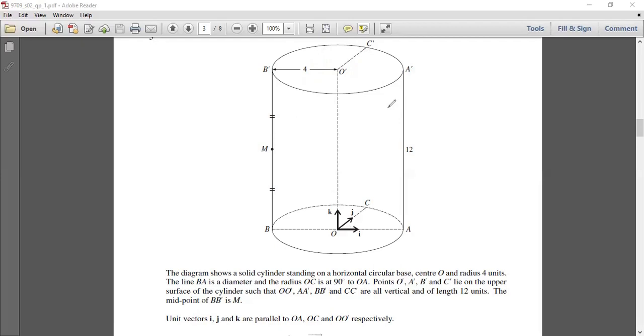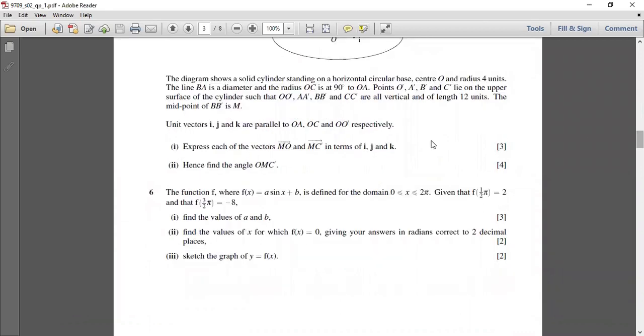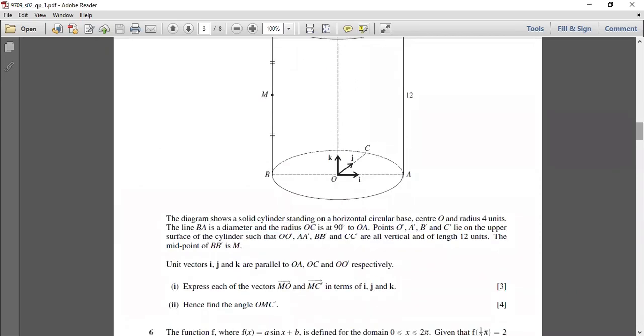Okay, the unit vectors i, j, k are parallel to OA, OC, and OO prime respectively. So we have OA here, OC and OO prime. The unit vectors signify the 3 dimensions. All right, then they say to express each of the vectors MO and MC prime, please take note, MC prime, in terms of i, j, and k, and hence find the angle OMC prime.